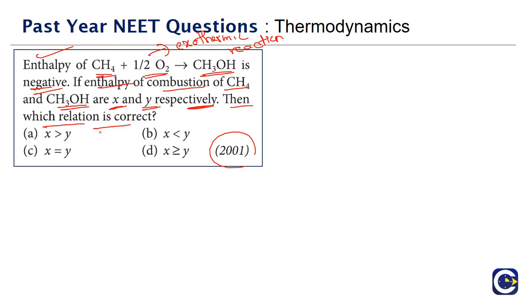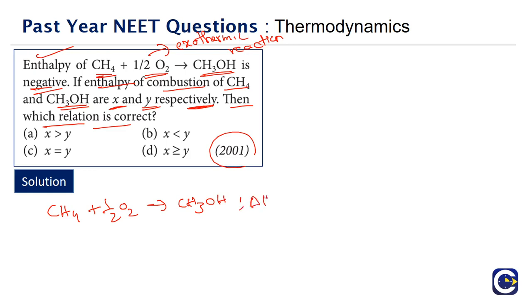So if you look at it, this problem also we can solve by using the concept of the Hess law. How? If you see the overall equation, what is the overall equation? CH4 plus half O2 gives rise to CH3OH. Okay, and for this the enthalpy change is given as what? It is given as negative. Let's keep it. This is the overall reaction.